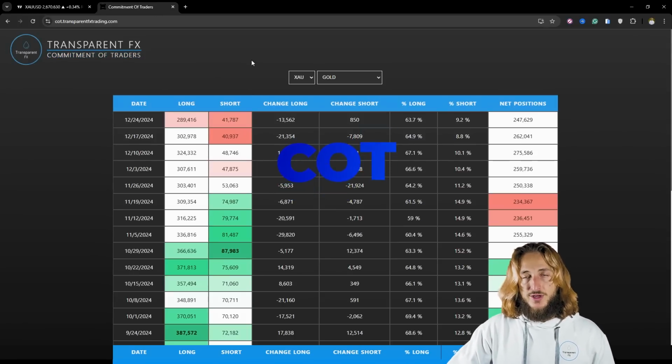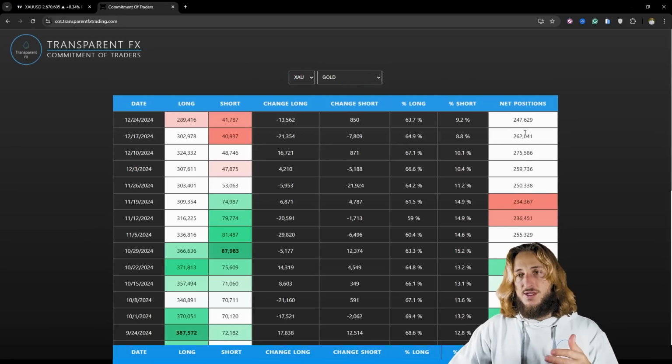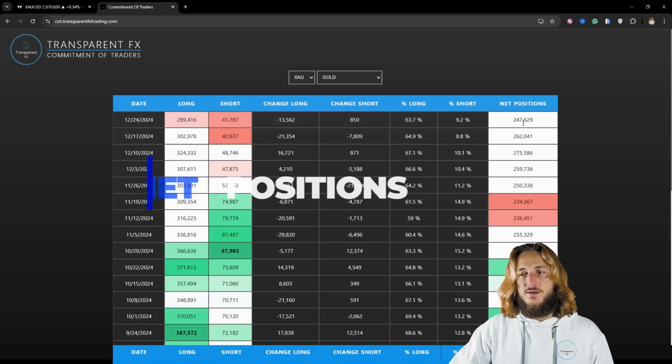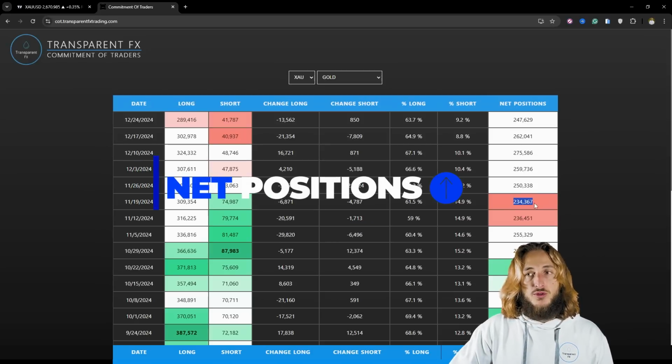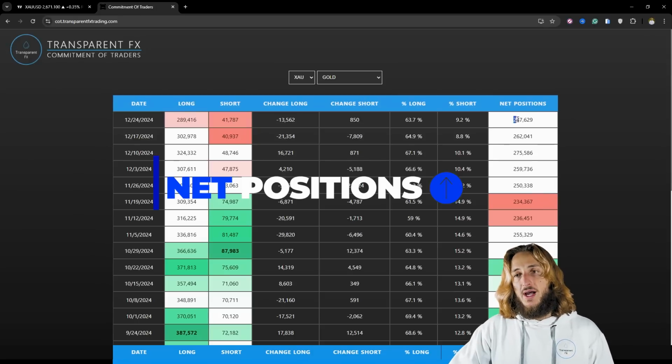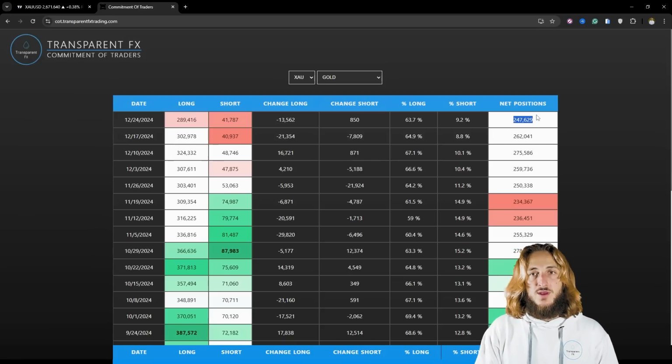Now, speaking about institutional longing, if we look at the commitment of traders, so what the big players in the market are doing, and we look at the data precisely for gold, what we can see here is that with the last reports, net positions have been massively increased. We went from 234.3k net positions all the way up to 247.6k net positions. So clearly, institutions have moved aggressively back to the bullish side for gold, therefore making it stronger.